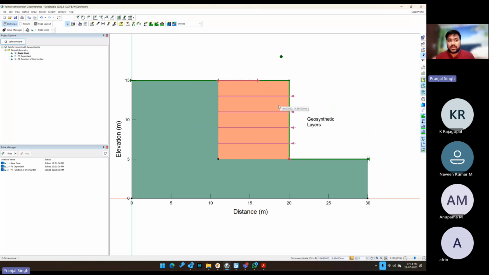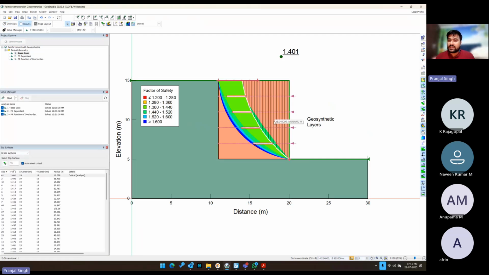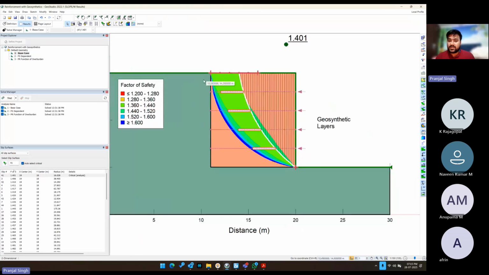So what this actually does is, if I run a slope stability analysis, so this is actually GeoStudio, which is a very famous limit equilibrium analysis method for analyzing the slopes and calculating the factor of safety. So if I run a slope stability analysis, you are going to see that we have a slip surface and we have factor of safety. So these are the different zones of factor of safety.